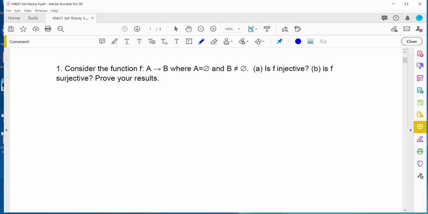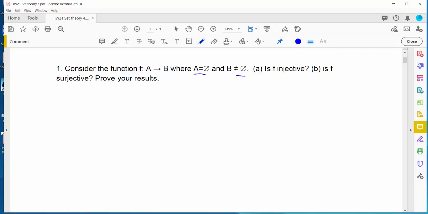Okay, so this first one says, consider the function f from the set A to the set B. And you're told that A is identical to the null set and B is not identical to the null set. So A has no elements and B has some unspecified number of elements.